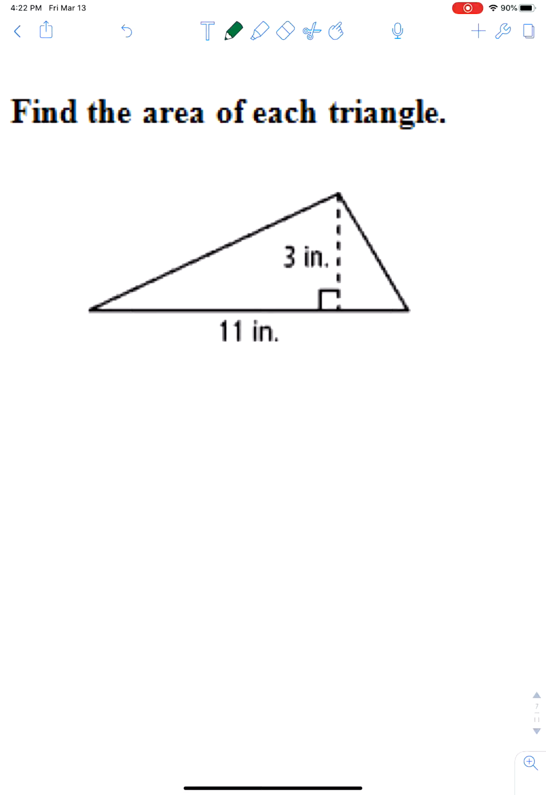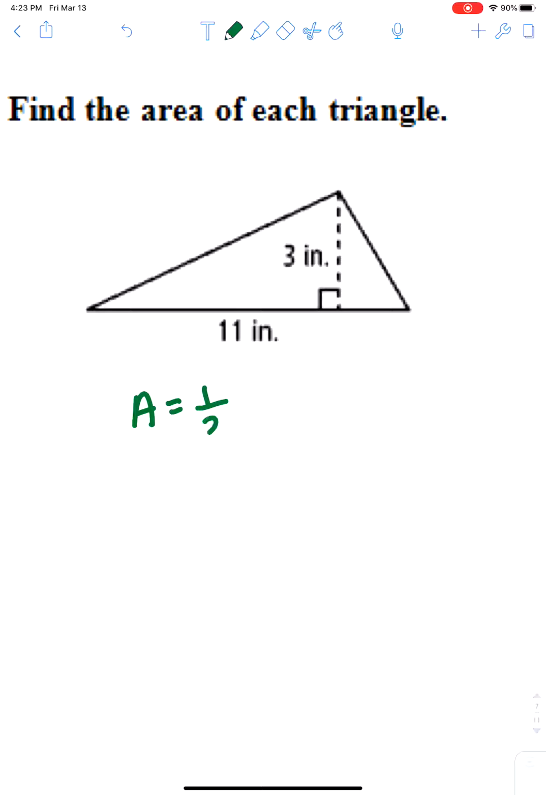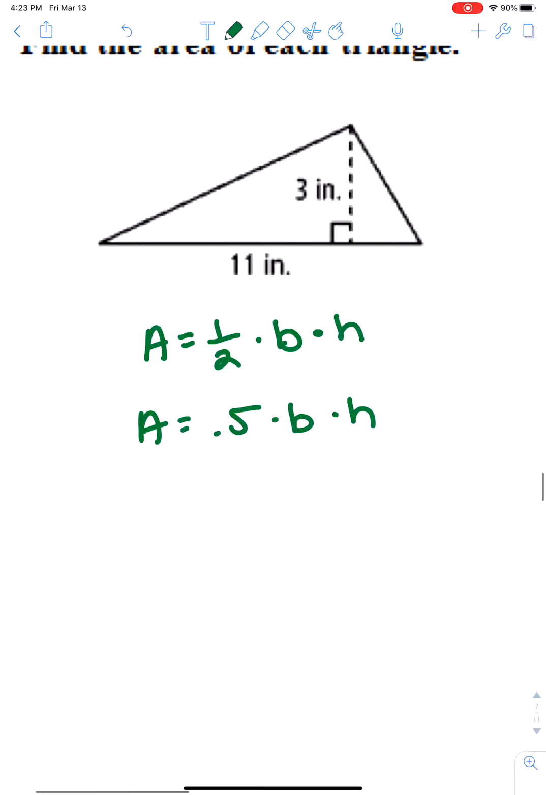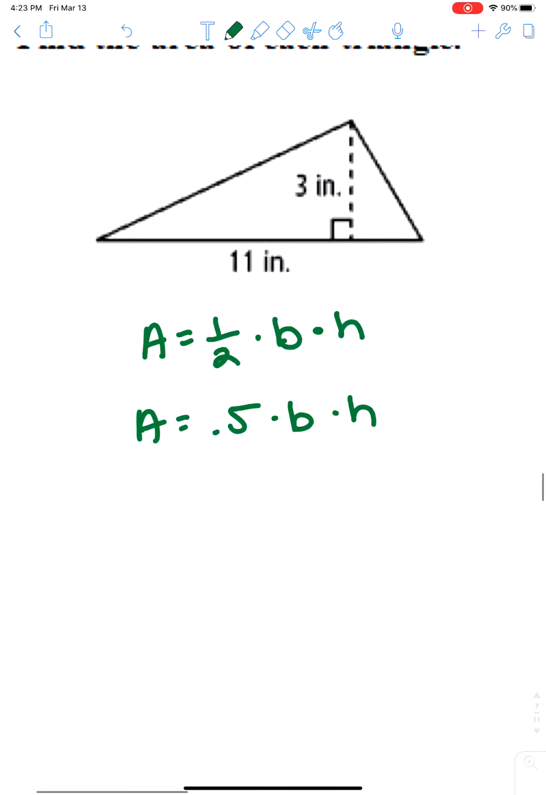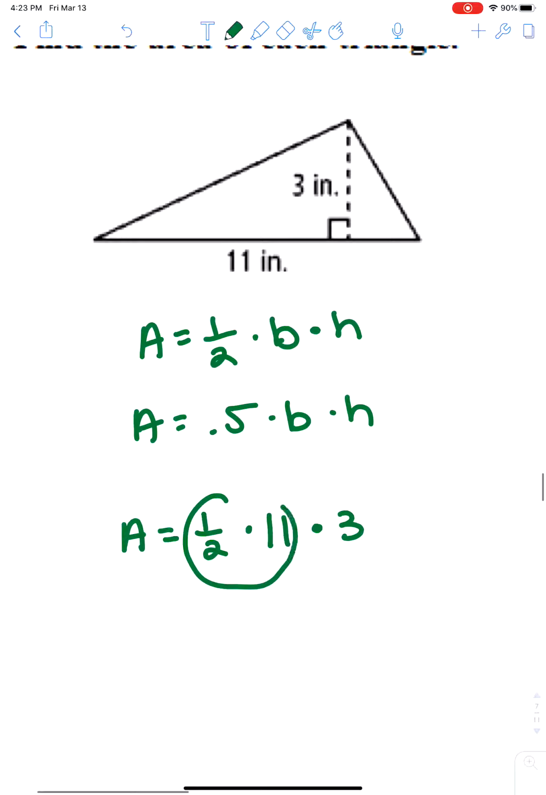Hopefully you remember this. A lot of people just forget that 0.5 or that 1/2. So area is 1/2 times base times height, or if you want decimals, 0.5 times base times height. My base here is 11 and my height is 3. So I'll say the area is 1/2 times 11 times 3. You can multiply these two together first, or if you just want to type all three of them in your calculator, that's fine. So 1/2 times 11 is 5.5, and I multiply that by 3.